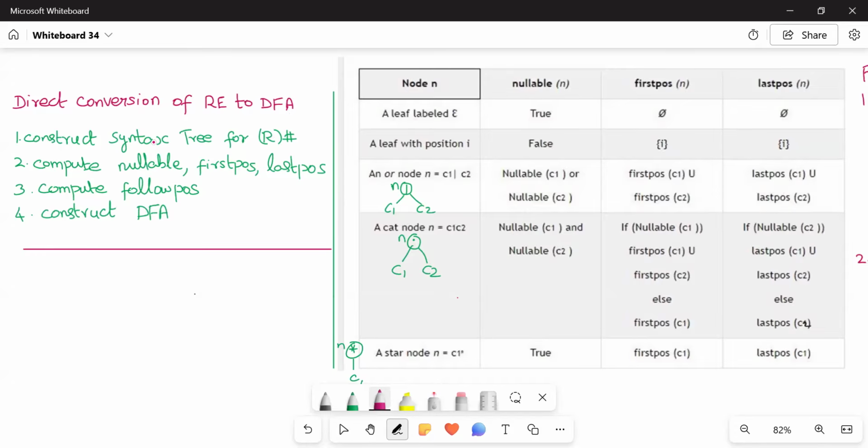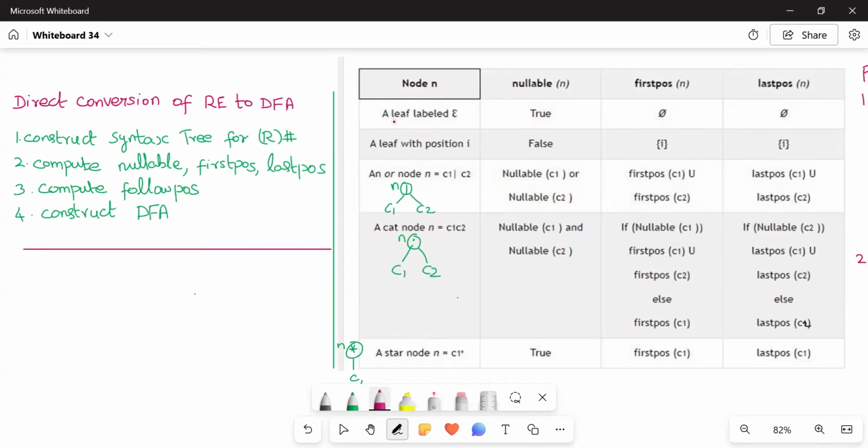So the first step is to construct the syntax tree. In a syntax tree, interior nodes represent operators and leaves represent operands or epsilon, that is, terminal symbols or epsilon. Then we need to compute nullable, first position and last position. These are the steps for finding nullable, first and last.